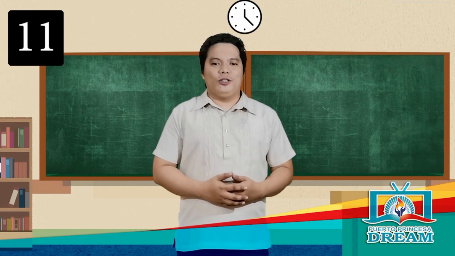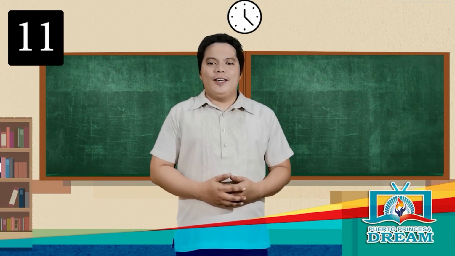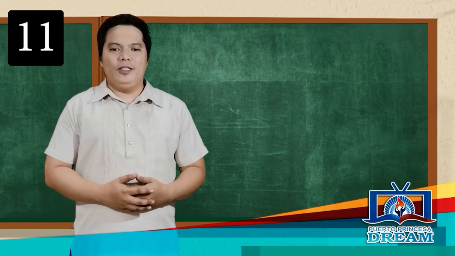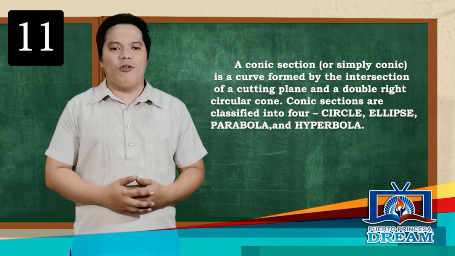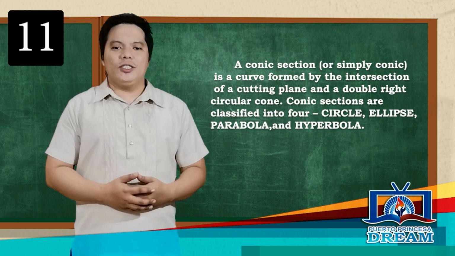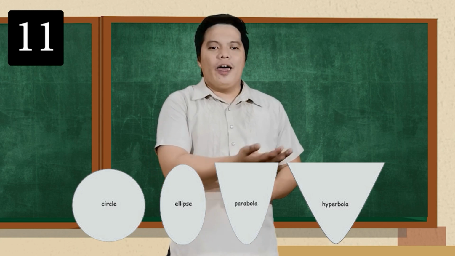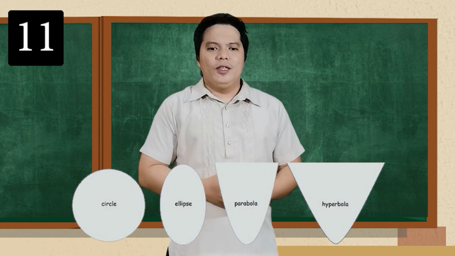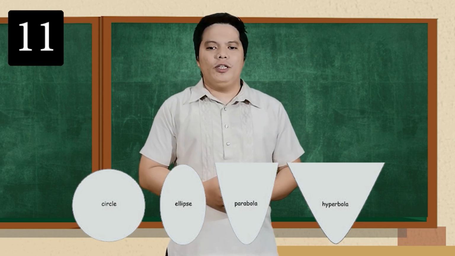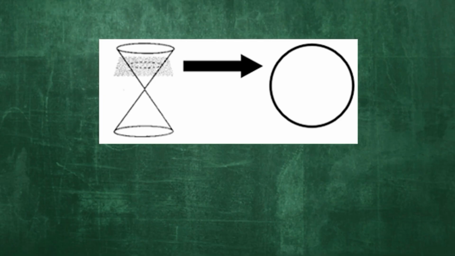A conic section, or simply conic, is a curve formed by the intersection of a cutting plane and a double right circular cone. Conic sections are classified into four: circle, ellipse, parabola, and hyperbola. These curves differ not only in their shape, but in their characteristics as well.